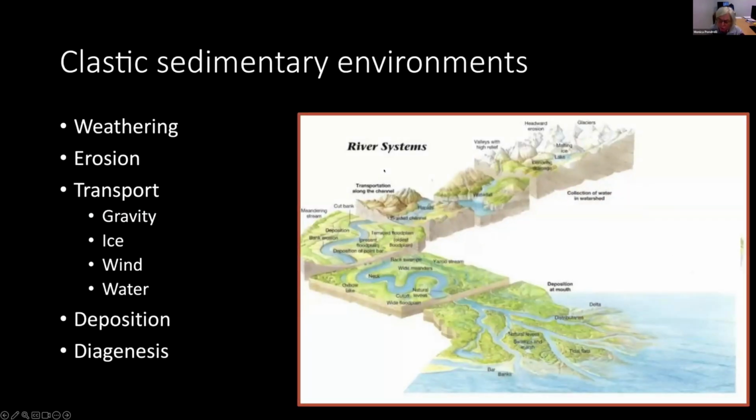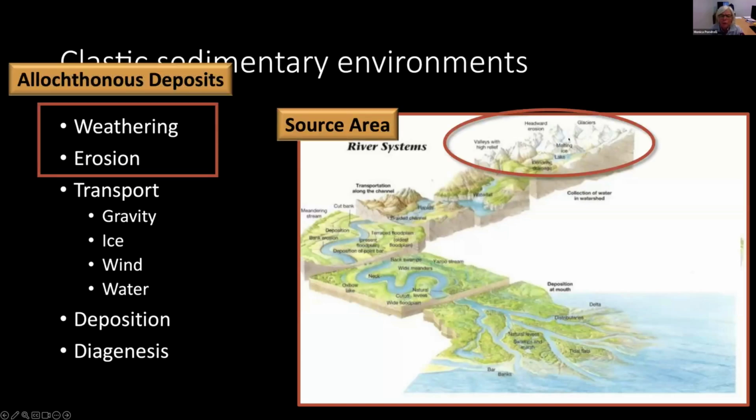The sedimentary depositional environments which have been proposed on Mars are clastic sedimentary environments, such as in this case, where deposits sourced from a source area, through weathering and erosion processes, are later transported by gravity, ice, wind, or water somewhere along this path, deposited, and then through the process of diagenesis will become sedimentary rocks. Since the source area is different from the depositional area, these are referred to as allochthonous deposits.